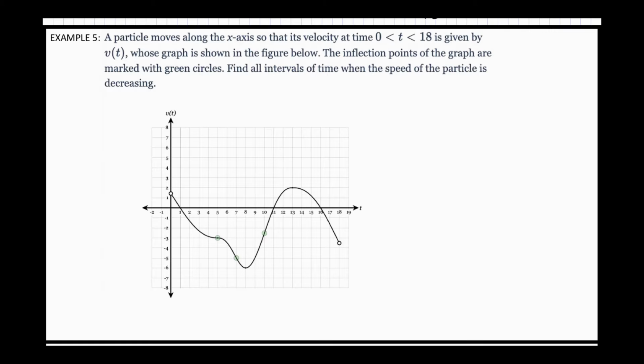Okay, so a particle is moving along the x-axis so that its velocity at time t, from 0 to 18, okay, so now we've got a cap, we don't go past 18, is given by v of t. That's different. We've never been given v of t. We've always been given x of t. So now we're starting in the middle. We're starting with velocity, not starting with position.